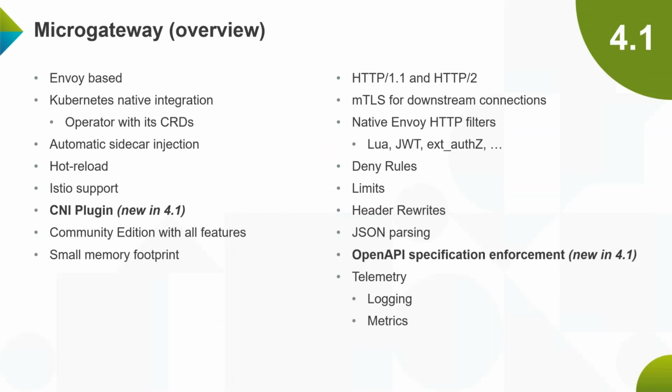As an overview of Airlock Microgateway 4.1, the normal bullets were already available in 4.0. The ones in bold are new in 4.1. So the CNI plugin is new in 4.1, and OpenAPI specification enforcement is also new in 4.1. I'd like to deep dive into these two features. For all the rest, maybe you should have a look into the 4.0 webinar.